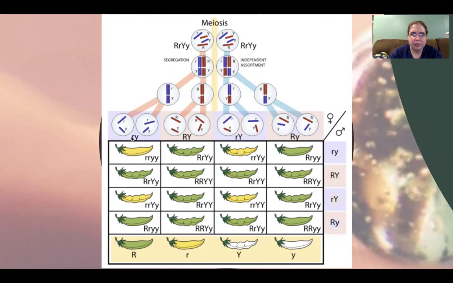So we have a possibility of the parent passing on a little r and a little y. They can also pass on a big R and a big Y, or they can pass on a little r and a big Y, or they can pass on the big R and the little y together. So we're looking at all the possible combinations of alleles that the parent can give.